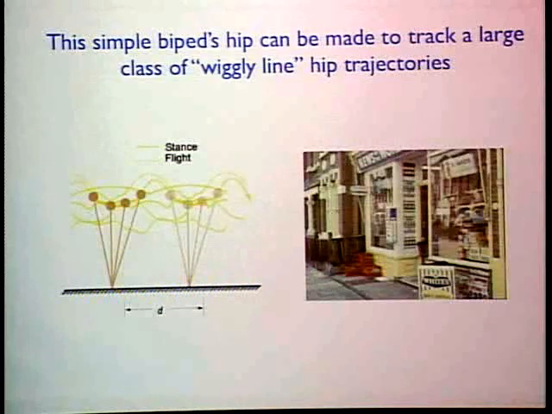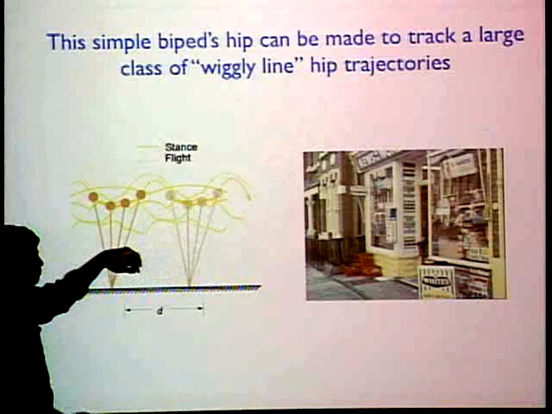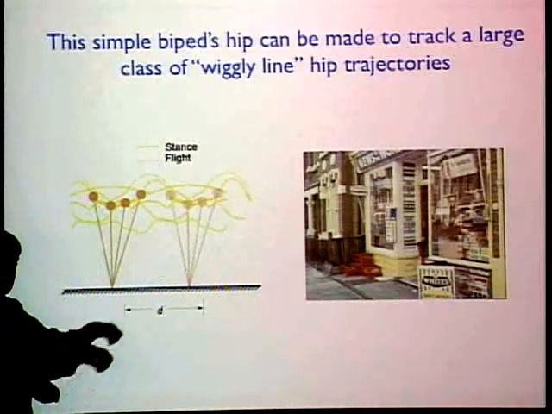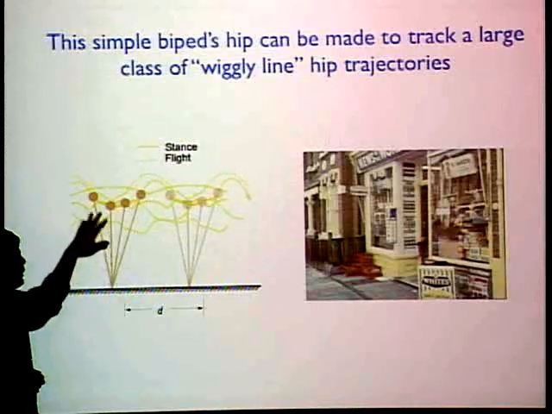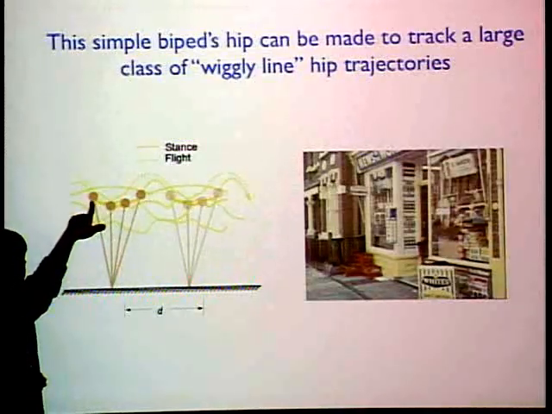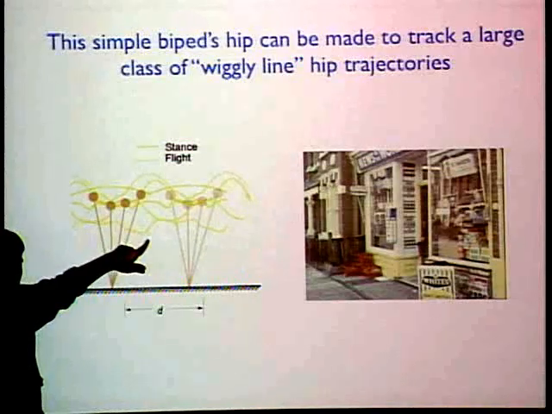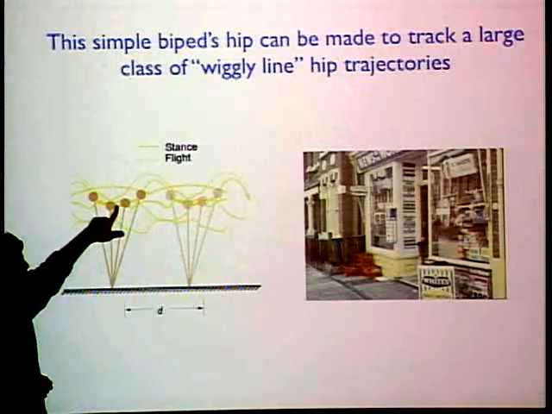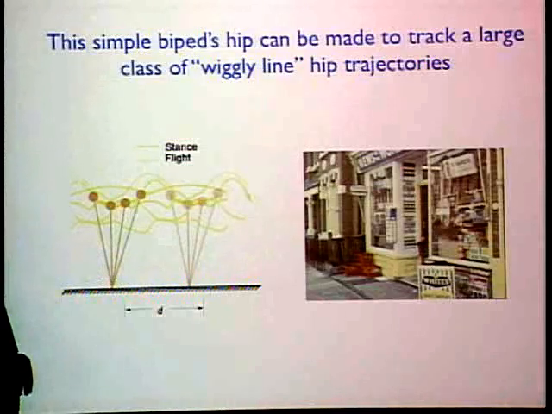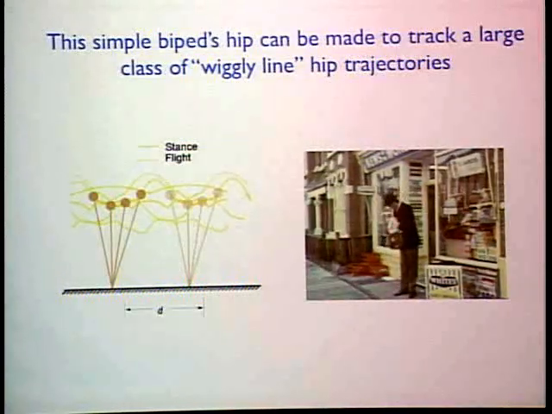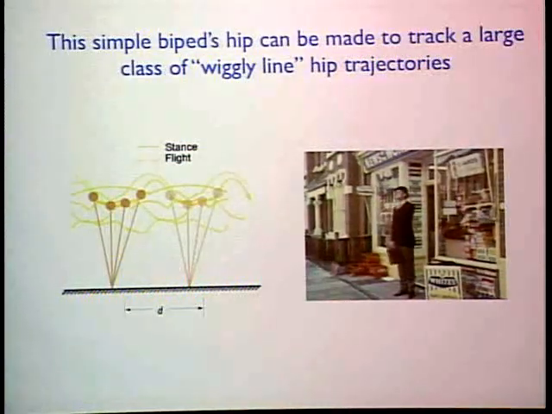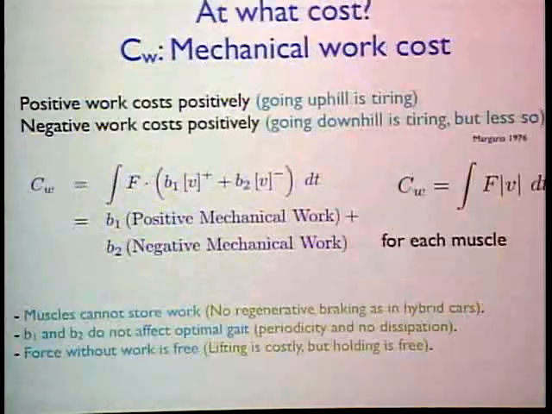And this model is, in fact, capable of a lot of crazy things. In fact, you can draw a wiggly line on the board, and by appropriately changing the leg length as a function of time, or the leg force as a function of time, you can make the model track, well, not essentially every wiggly line on the screen, but a relatively large class of wiggly lines on the screen. So it's capable of a lot of crazy things. In particular, all kinds of crazy forward-moving hip motions of the person.